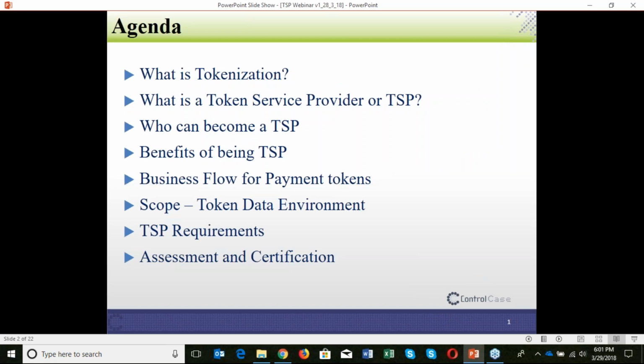A quick agenda: what is tokenization, what a token service provider means, how you can become a TSP, benefits of being a TSP. We'll go through the business flows of payment, scope, TSP requirements at a high level, and assessment and certification.